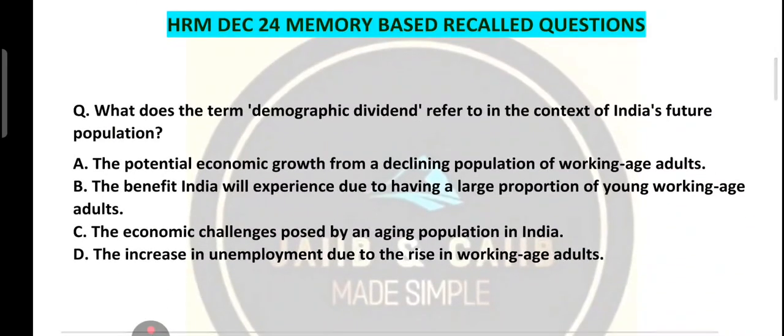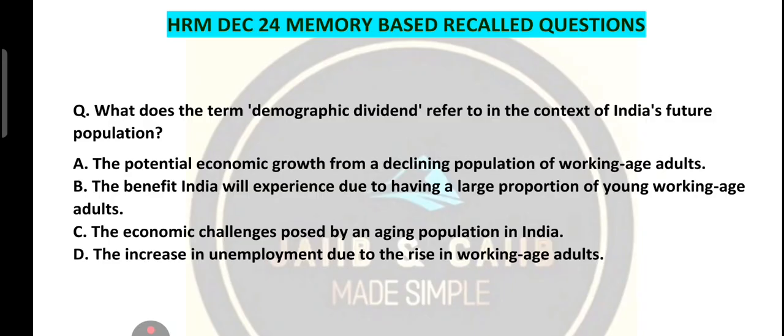What does the demographic dividend refer to in the context of India's future population? Option A, the potential economic growth. Option B, the benefit India will experience due to having a large population of young working-age people. Option C, the economic challenge posed by an aging population, and D, the increase in unemployment. So the question is about demographic dividend. So option A is suggesting the potential economic growth from a declining population of working-age adults.